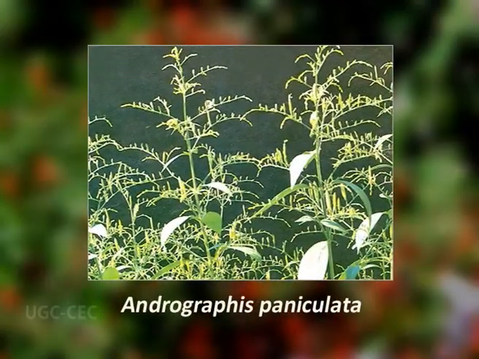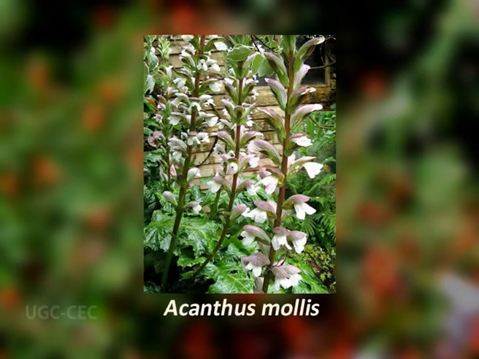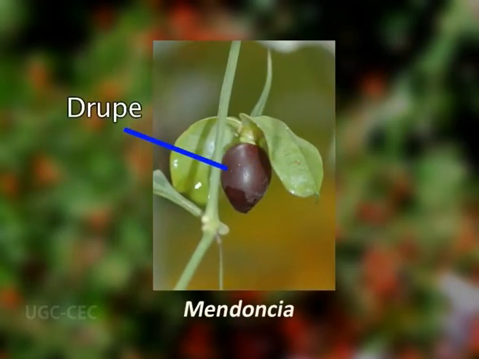Stem in some species like Andrographis paniculata is rectangular in cross section with wings and furrows along the length, and rhizomatous in others like Acanthus mollis. Fruit type in Acanthaceae is remarkably conserved. However, diversity in other traits is spectacular. Fruit is an explosively dehiscent capsule. It's a drupe in the case of Mendoncia puberula.